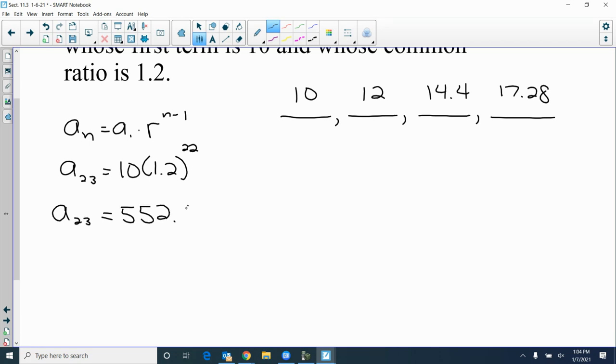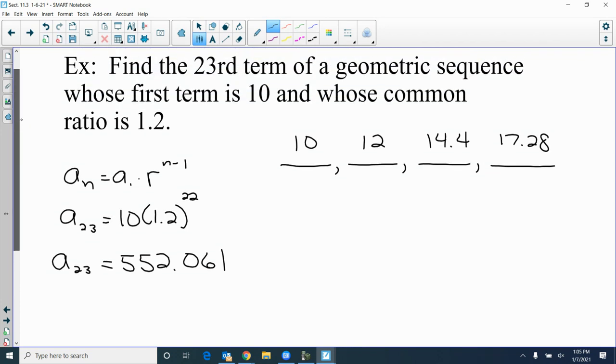552.061. All right, I agree. 552.061. So no matter what term you want, you can just plug it into the formula. That doesn't work with every sequence. It does work for arithmetic and geometric. Okay.